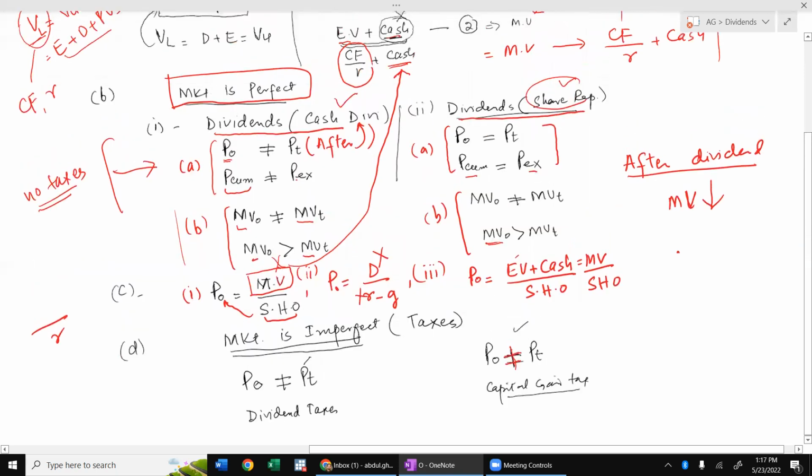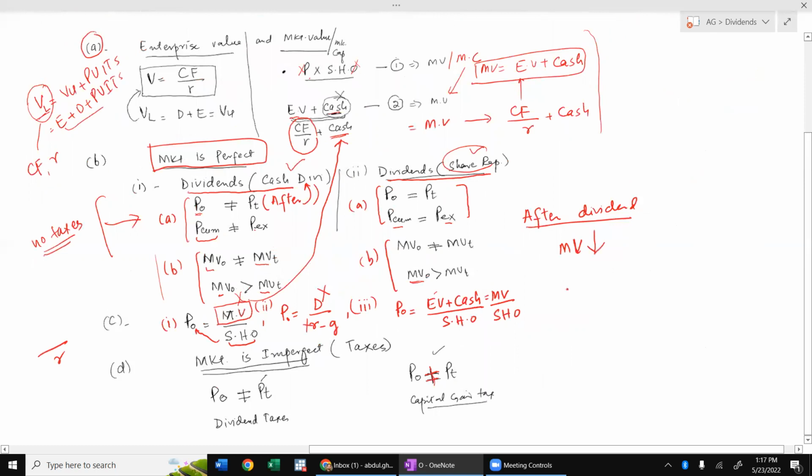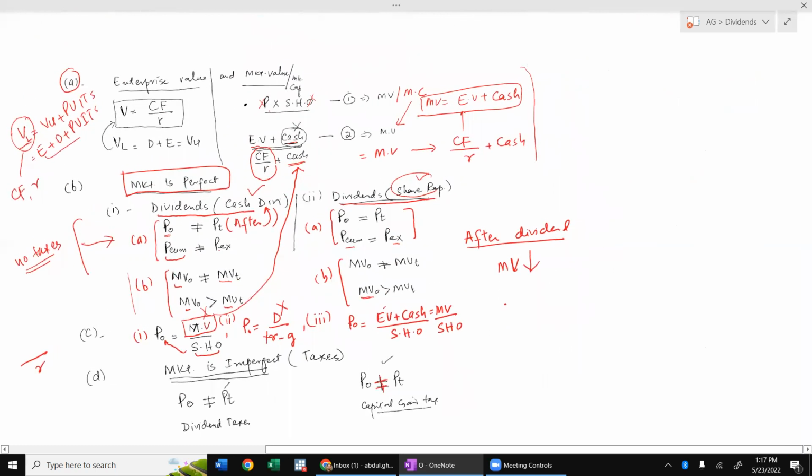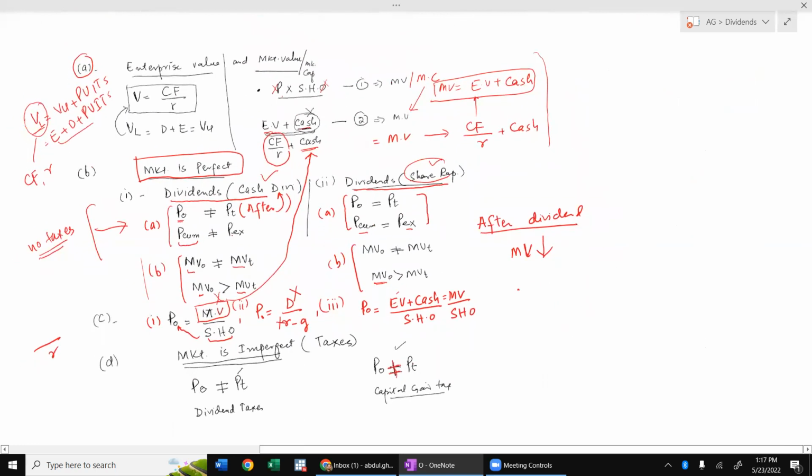Let me just minimize it a little bit so that you take the picture. You can take the screenshot in case you want. You can save it and just say yes in the chat box when you are done.